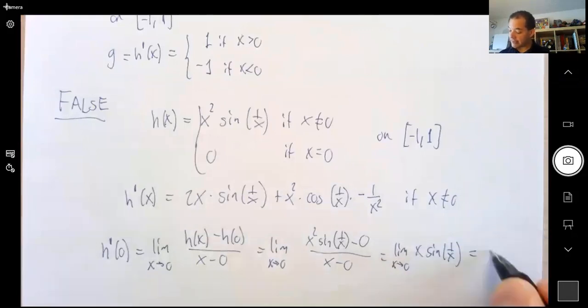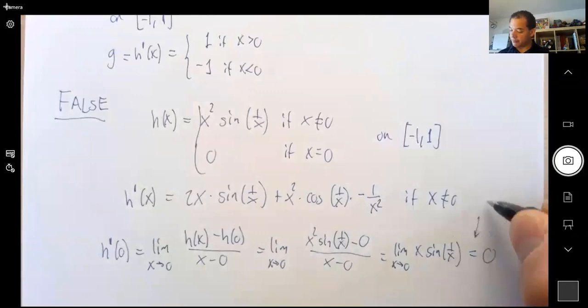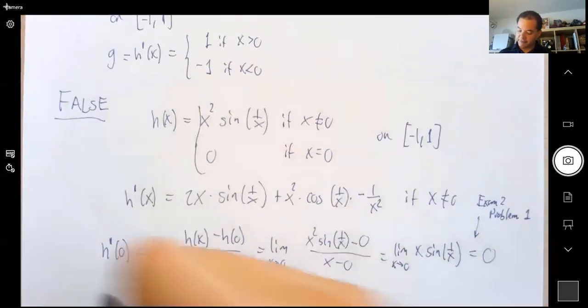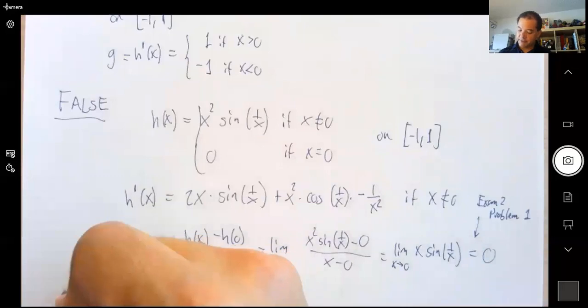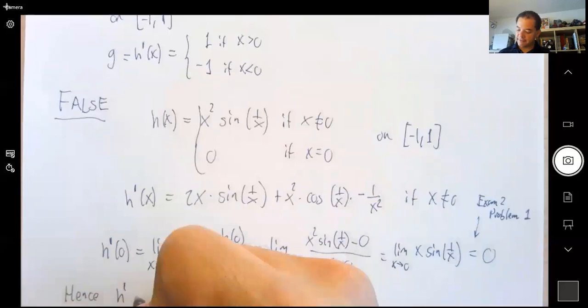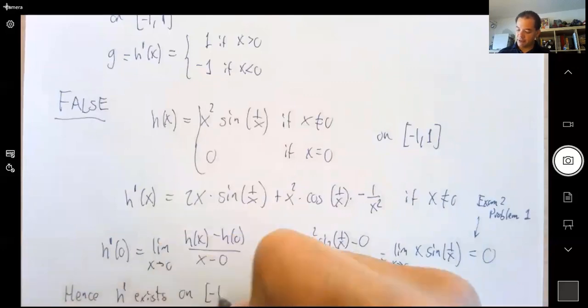So this is exactly problem 1 in exam 2. Exam 2, problem 1. So this limit is 0. So the derivative at 0 exists, right? So h prime exists. Hence, h prime exists on -1, 1.